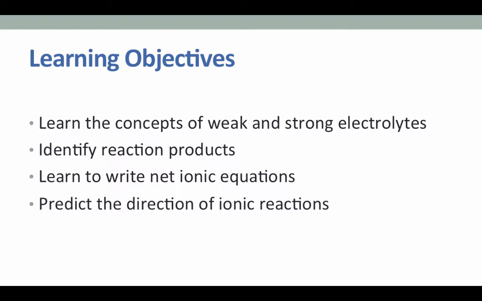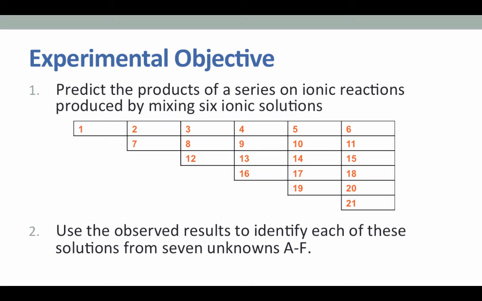products and the reactants. The scenario behind this experiment is that you have 6 ionic solutions, and you know what these ionic solutions are, except you don't know which one is which. So your task will be to combine the solutions A through F, one with each other, and from the reaction products, determine which of the 6 ionic solutions each of these unknown solutions is.